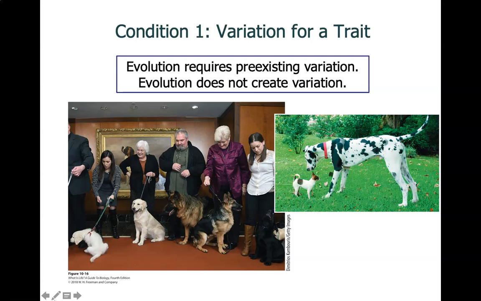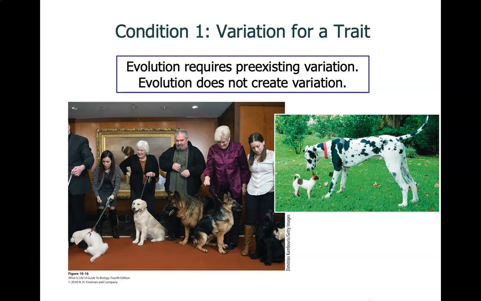The example that our book gives are the differences in domesticated dogs. They're all one species, but they all vary greatly in their traits. Some to the extreme. Over here we've got a Great Dane and possibly a Chihuahua. I'm not entirely sure what that one is, a little dog. But evolution can only work if there is pre-existing variation for a trait.